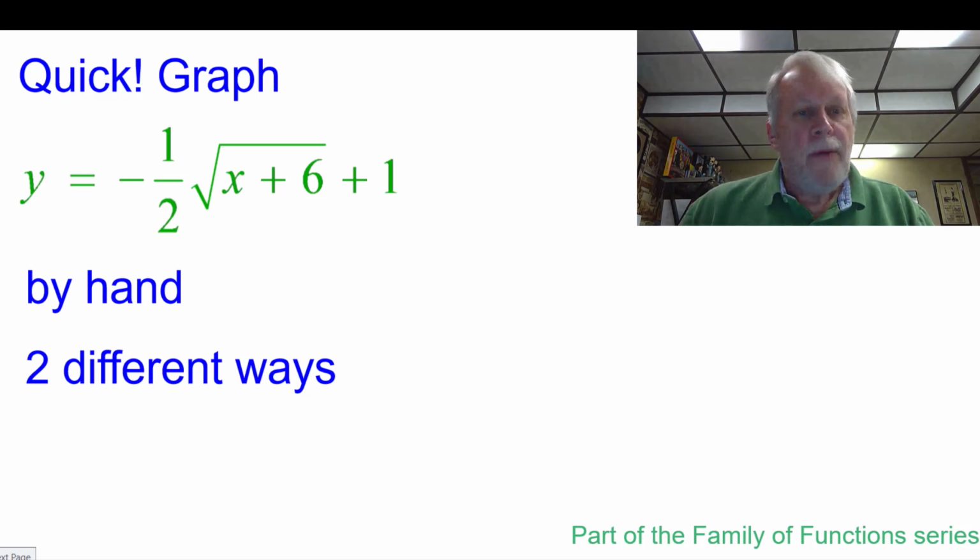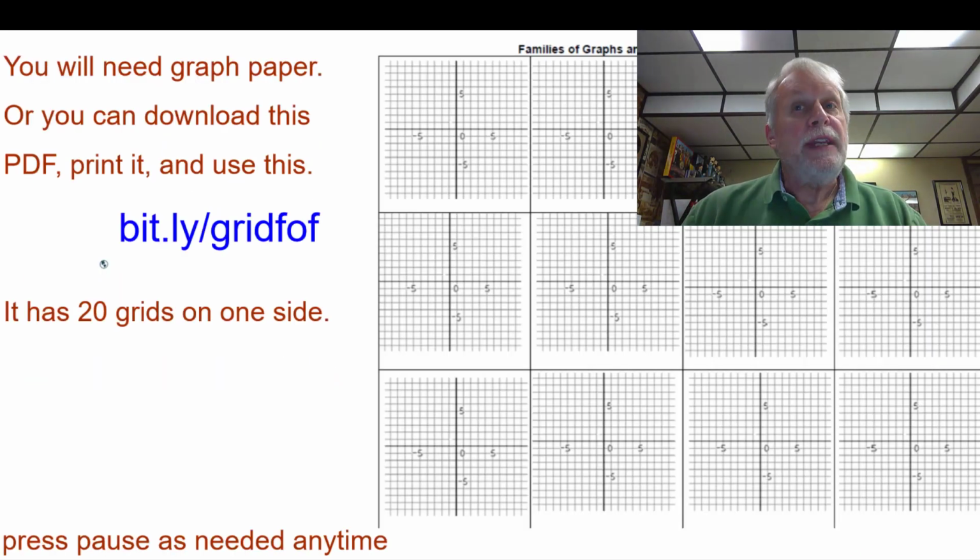Quick, graph y equals negative 1/2 times the square root of the quantity x plus 6, plus 1, by hand 2 different ways. This is part of the family of functions series. You'll need graph paper, or you can download this PDF and print it. Press pause as needed anytime during this video.